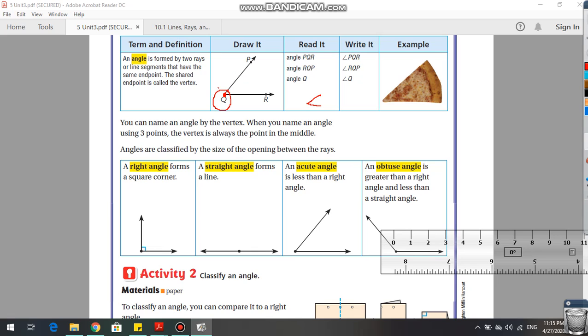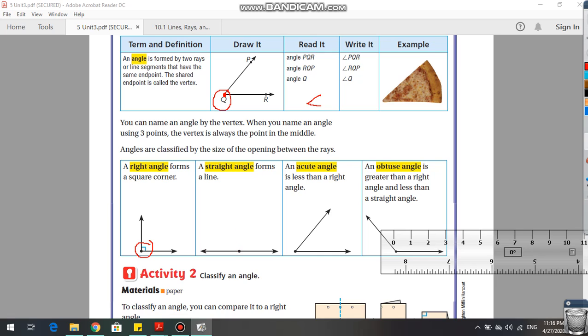Now I have four types of angles. The first type is a right angle, like a square corner or the letter L, guys, and it always has the sign of a square here. So when you find the sign, you have a right angle. The second type of angle that we have is a straight angle. It's like a line, guys. It has two arrows at both ends of it, and it has a point in the middle of it.